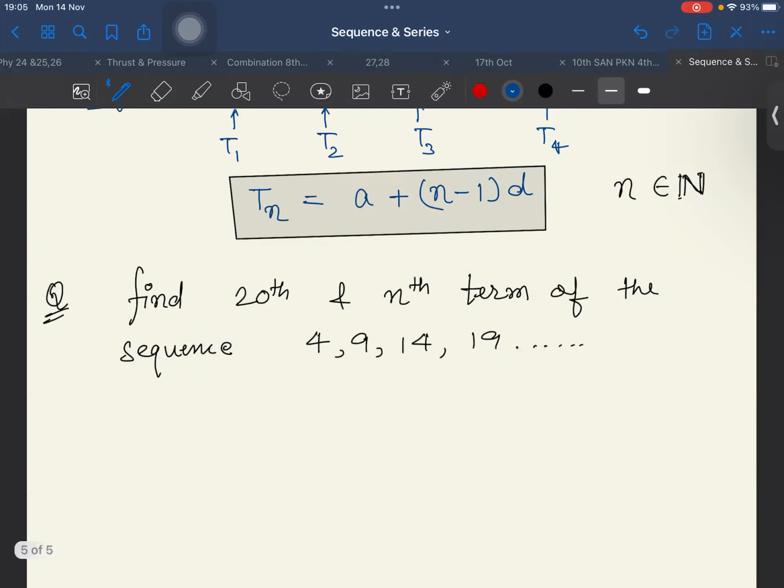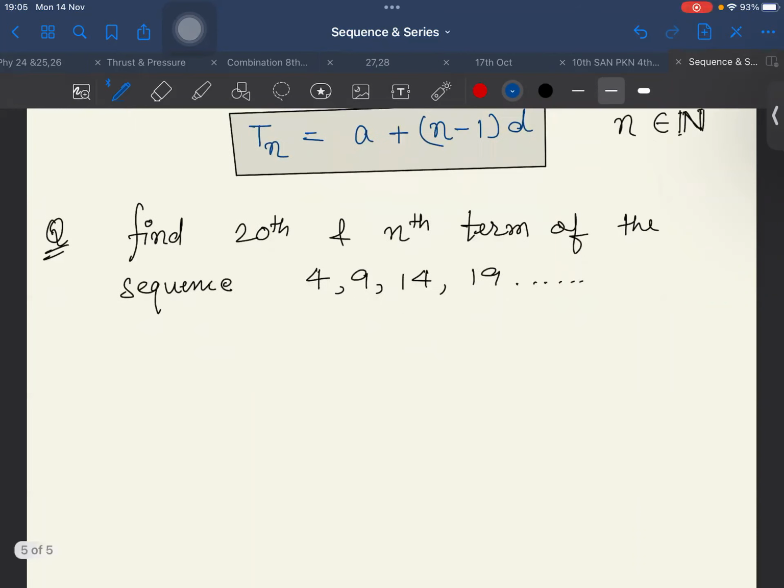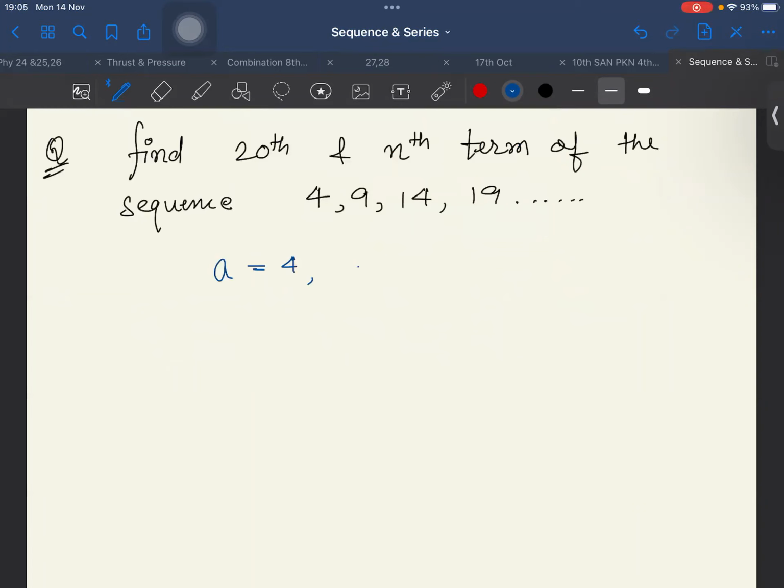Now, see here, the first term a is 4. What is the common difference? It is not mentioned in the problem whether these are in AP. But if you find the difference, what do you get? 5, 5, 5. That means these are in AP. So the common difference is 5. You have got the first term.